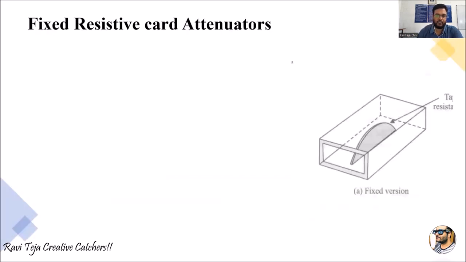Coming to the fixed resistive card attenuators, you can see an attenuator over here in which there is a bump. Let us say this is an attenuator in which you can see a bump kind of structure going through this waveguide attenuator. So this is fixed. That's why this particular bump, which is installed in this waveguide, is completely fixed, and so it is called a fixed resistive card attenuator. So what does it resist? We are going to see right now.